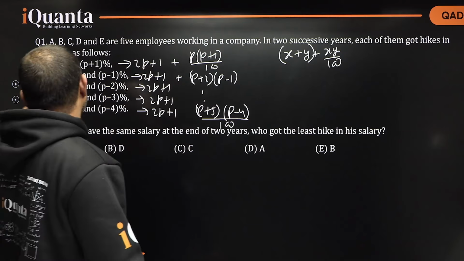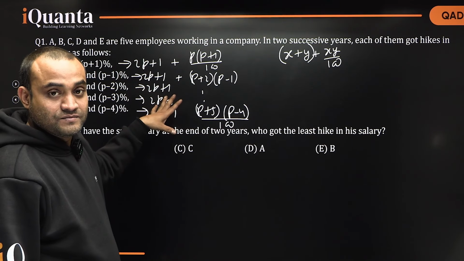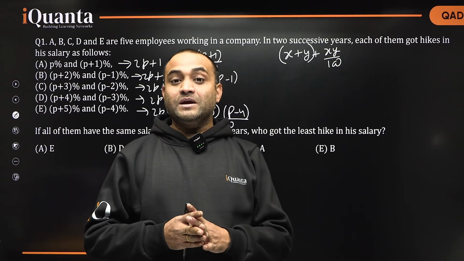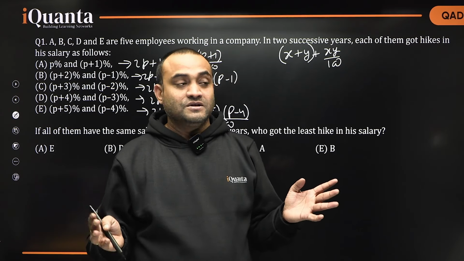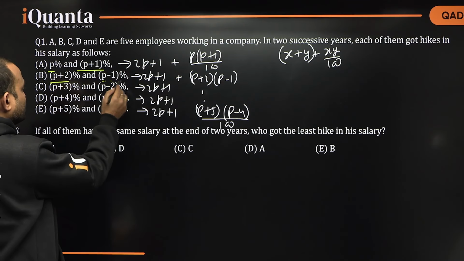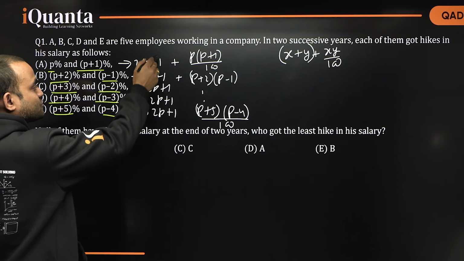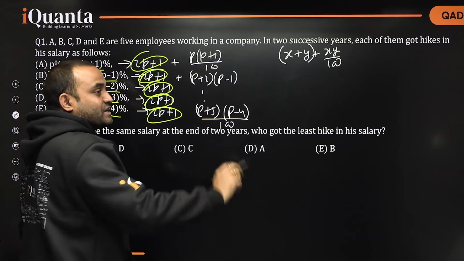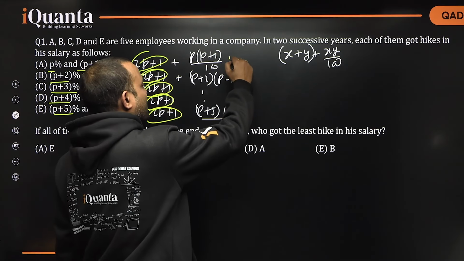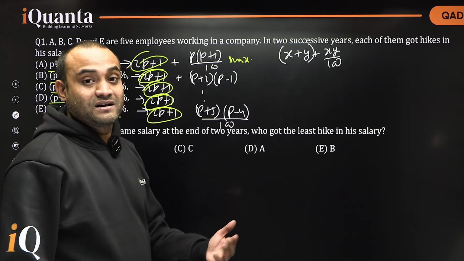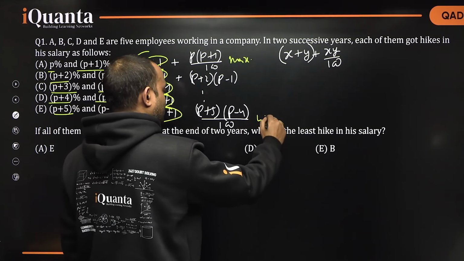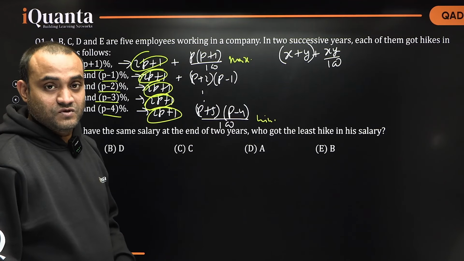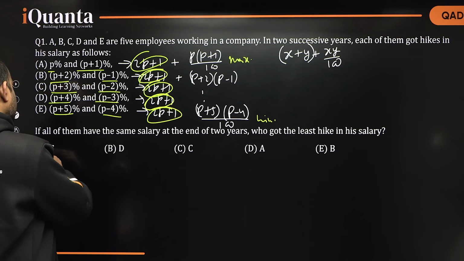So what do we know? If the sum of 2 variables is constant, then their product will be maximum when those two are as close as possible. The product will be minimum when those two are as far away as possible. So the sum of each of these two is constant, which is 2P plus 1. So it doesn't matter. What matters is this. These two, P and P plus 1, are closest to each other. So this will be the maximum increase, maximum hike, and this will be the minimum hike, because P plus 5 and P minus 4 are as far as possible, correct? So our answer is option E.